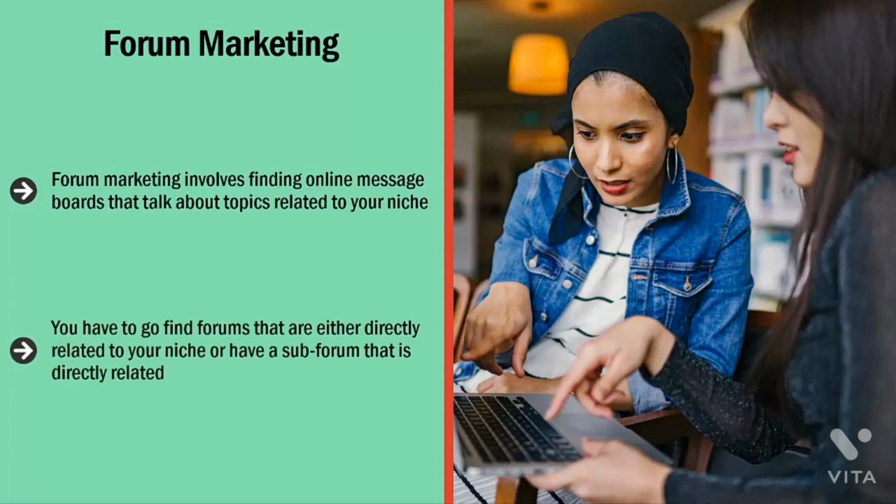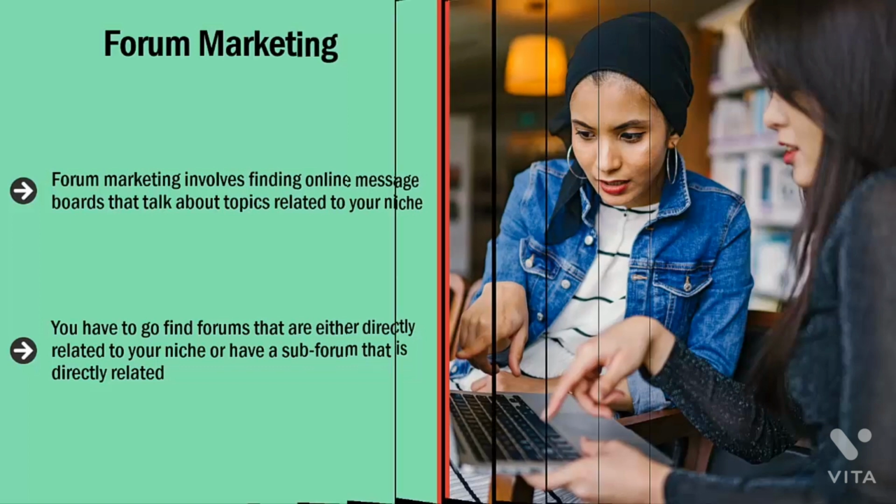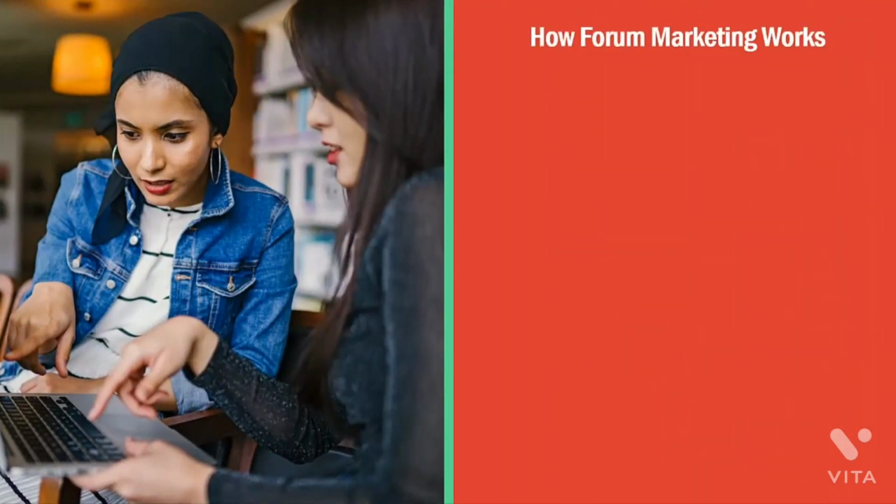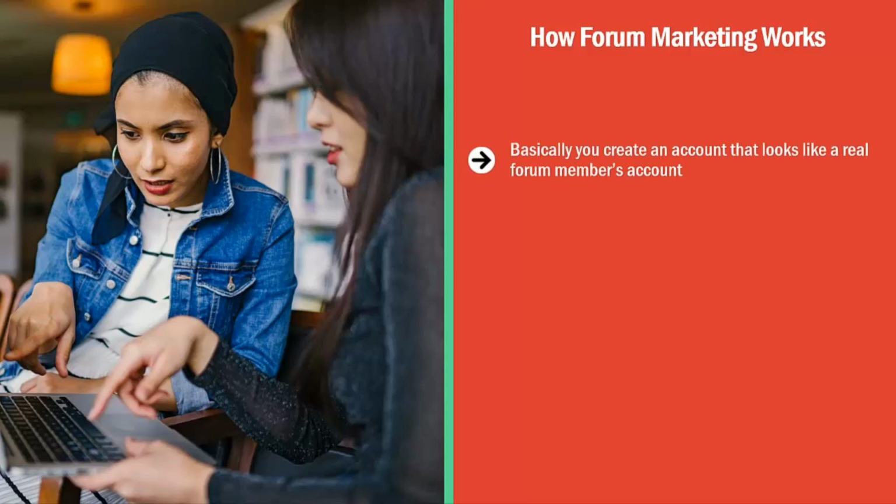Whatever the case may be, you interact with people who are interested in your niche. You have to go find forums that are either directly related to your niche or have a sub-forum that is directly related. Similarly, you can market on forums that are directly or indirectly related to your niche. How forum marketing works. Basically, you create an account that looks like a real forum member's account. You discuss issues related to your niche for quite some time. You don't drop a link.